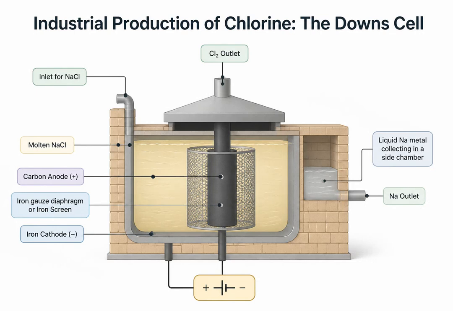To supply these massive applications, chlorine must be produced on an industrial scale. This diagram illustrates the downcell, a common method for producing chlorine gas alongside sodium metal. By passing an electric current through molten sodium chloride, the compound is separated. Chlorine gas bubbles up at the central carbon anode and is collected through the top outlet, while liquid sodium metal forms at the iron cathode. The iron screen prevents the highly reactive sodium and chlorine from recombining.